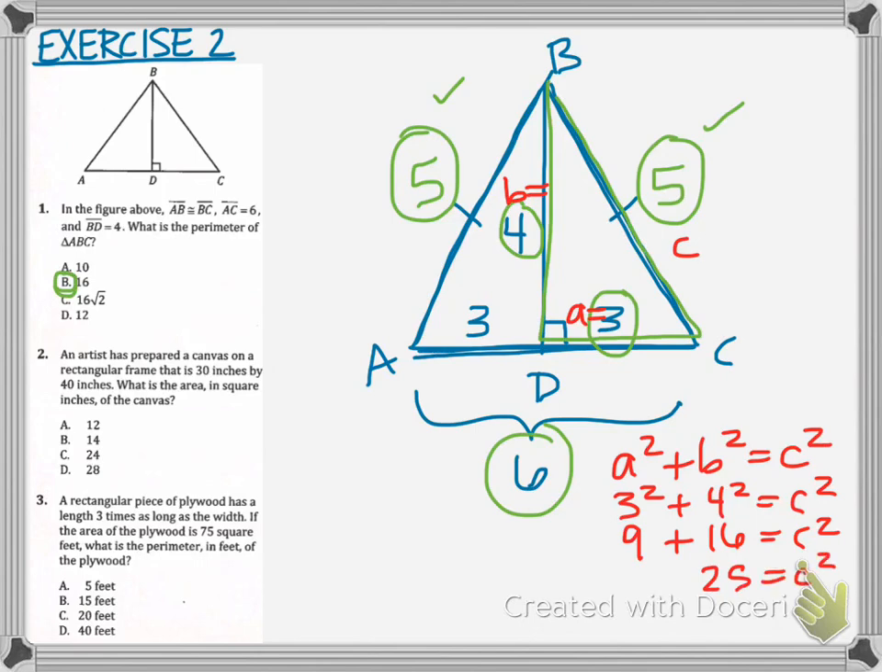When you get down to a variable squared equals a number, you want to take the square root of both sides. The square root of c squared is c. The square root of 25 is 5. So that's how you would get that side c there.